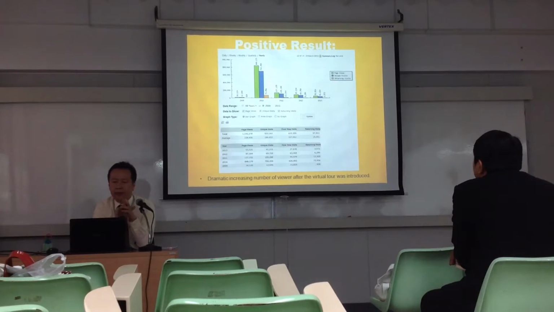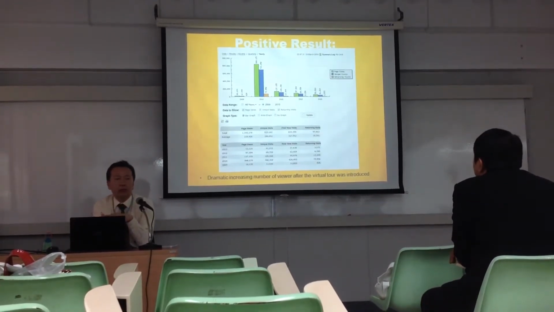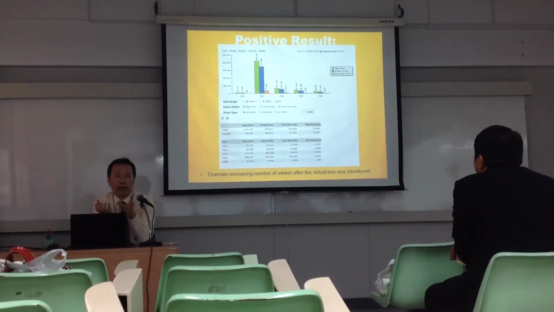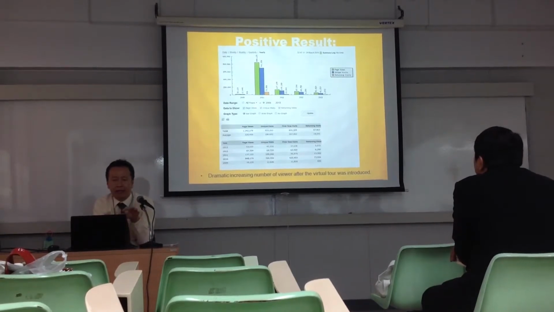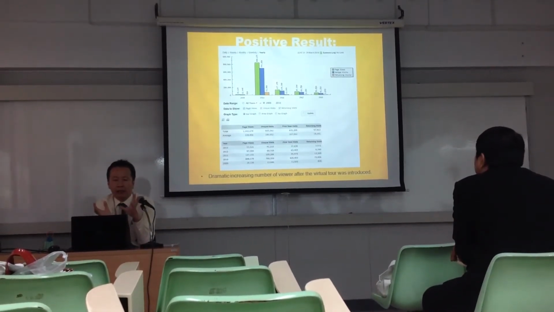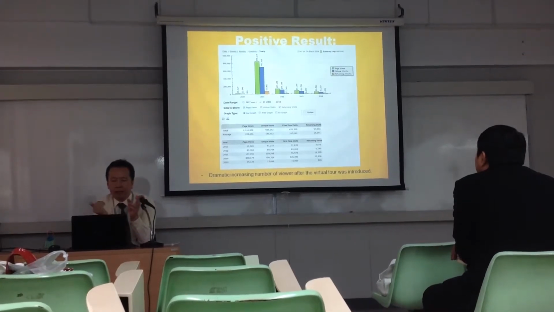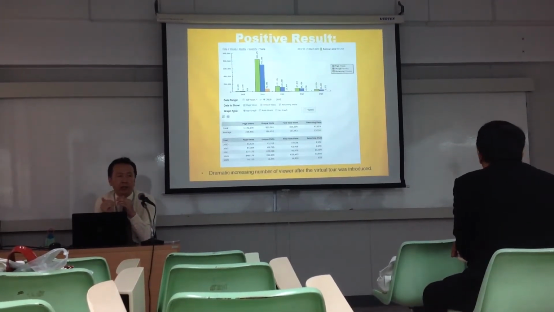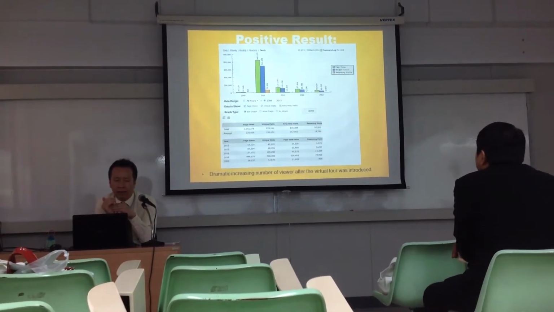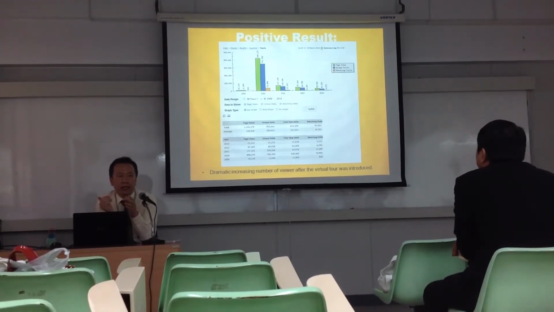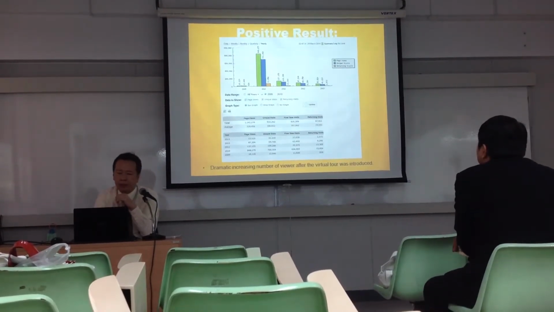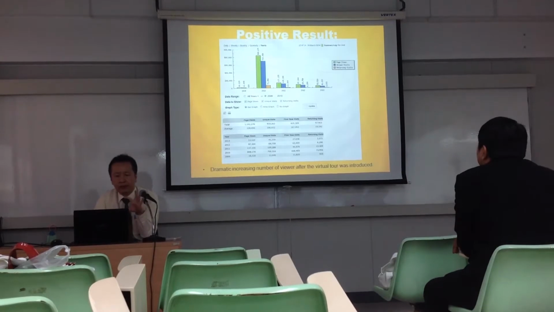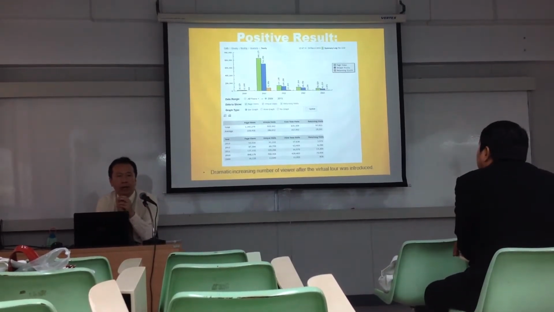And this is some of the positive results after we introduced the virtual tour version of the website. You can see in 2009, when we were just starting and installed the robot, in January of 2010 the hit rate of the virtual tour increased exponentially, from about 16,000 hits to almost a million hits within a very short period of time.